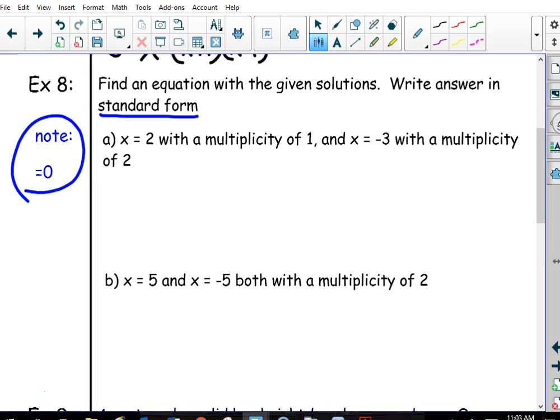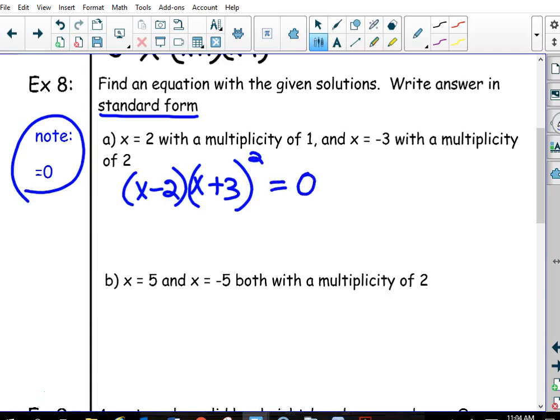x equals 2 with a multiplicity of 1. That would be x minus 1. Sorry, x minus 2. Don't forget to change the sign. Times x equals negative 3 with a multiplicity of 2. So x plus 3 with a multiplicity of 2 is that. Now, the equals 0, you actually have to enter that, or XYZ will not recognize that you have a valid equation. I tried y, and not important, but be sure you put in an equals 0 after you simplify.